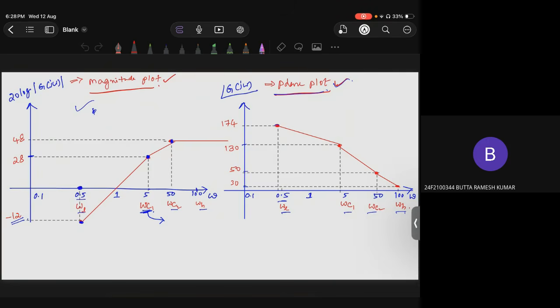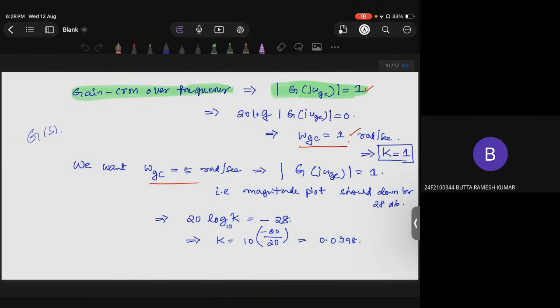Now come back to the question. The question is, to get omega GC as 5 radians per second, what will be my K value? That is the question. So how do we calculate? You can see the gain crossover frequency, basically what it says: my line has to be the 0 dB line.